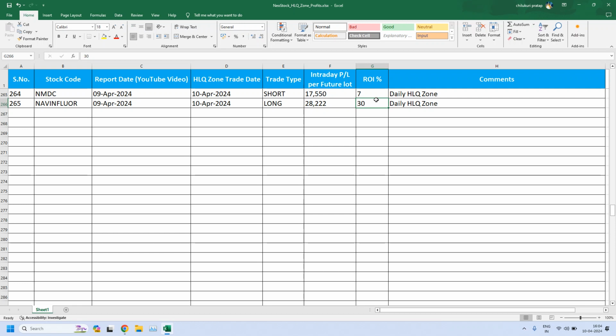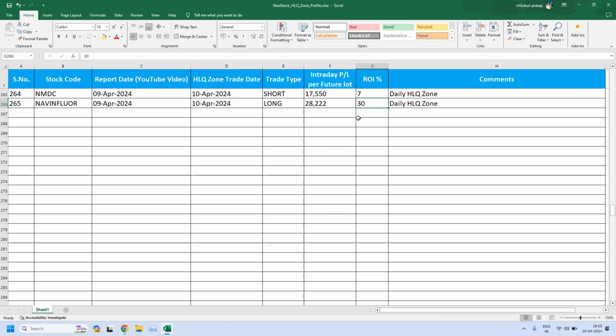If you would have taken 2 lots of futures, probably you would have got 56,000 rupees profit. Even one future itself, you got 28,222, which is a 30% return on the investment. It is the record stock in all our trades so far for the last 6 months. Whatever HLQ trades we captured, this is the one that created the record.